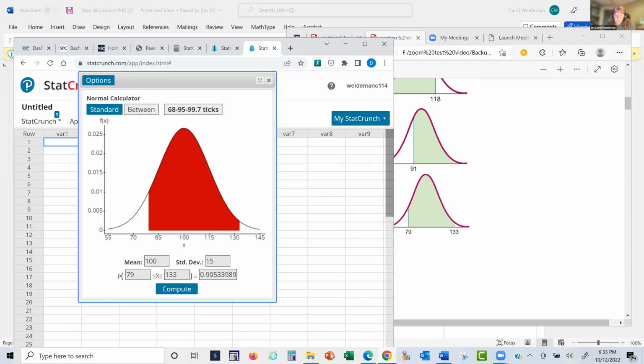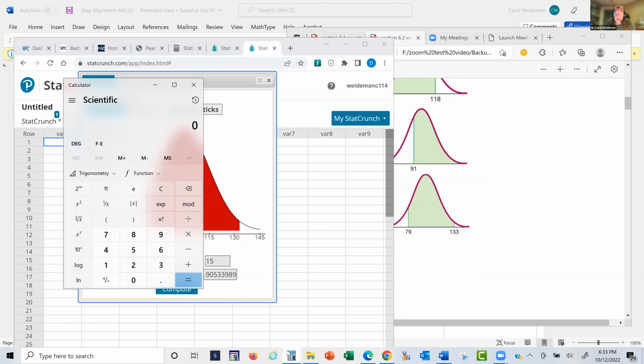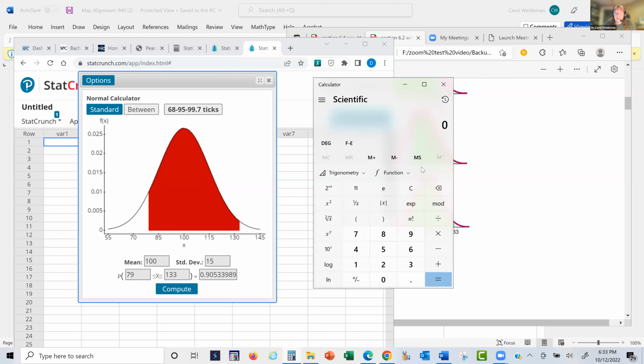So for instance, let's do one. Let's take the 133 and calculate the z-score. So to calculate the z-score, you take the data value, subtract the mean, in this case is 100, and divide by the standard deviation.